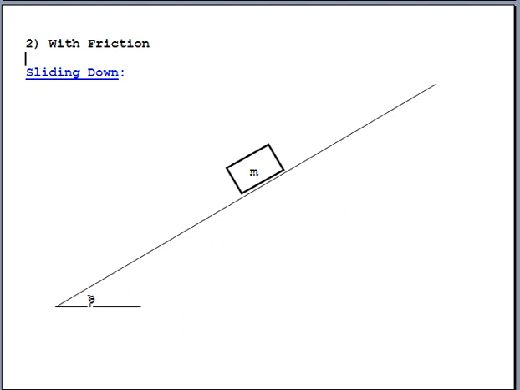So I've got my hill. Engineers love to talk about the angle down here at the foot of the hill to talk about how steep it is. And I've got some mass m. I don't know what the mass is right now. We'll just call it m. Okay. To get started, the first thing we're going to do is kind of establish our coordinate system.